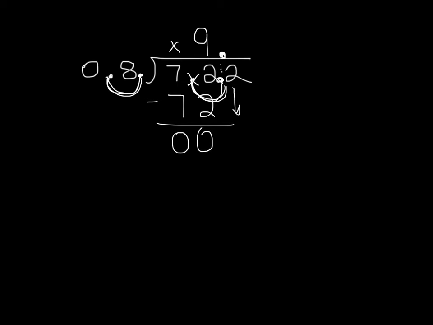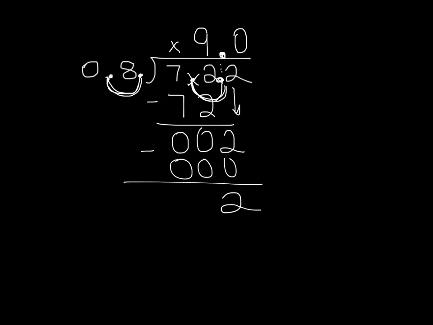Now I bring down the 2. 8 divides into 2 0 times. 0 times 8 is 0. 2 minus 0 is 2. And I can't write a remainder because when you're dividing decimals, you can't have a remainder. So I'm going to add a 0 here to the end. And it's all right because you can still add a 0 to the end of a decimal and it doesn't change its value. So now I can bring down the 0.